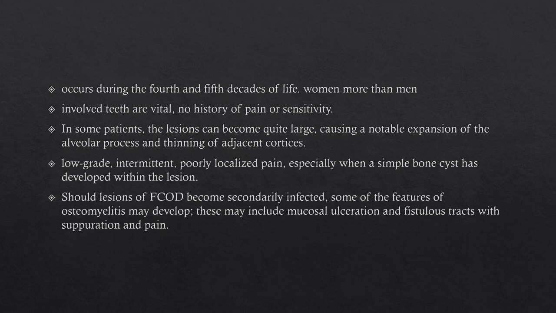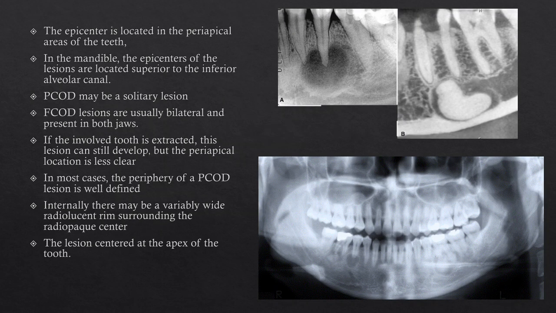Should lesions of focal cementosseous dysplasia become secondarily infected, some of the features of osteomyelitis may develop. This can include mucosal ulceration and fistula tracts with suppuration and pain. So the epicenter is located in the periapical areas of the teeth. If it is a focal lesion, it is going to be near the molars, and for periapical cementosseous dysplasia it is usually the lower anterior teeth, which is a common site. In the mandible, they are located above the inferior alveolar nerve canal.